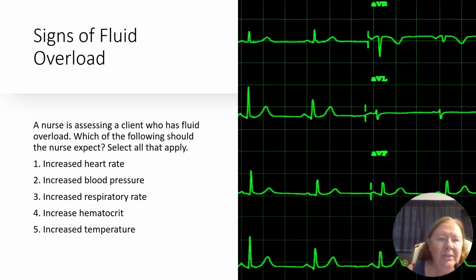Okay, so in this one, the correct answers are 1, 2, and 3. Number 4 and 5 are incorrect. So you select all that apply, and this one would be 1, 2, and 3.